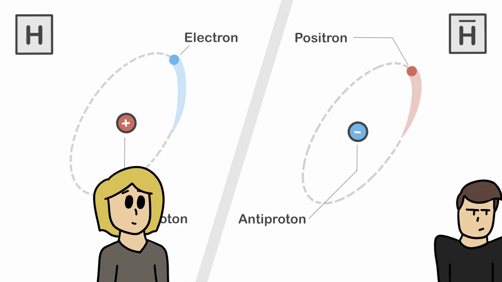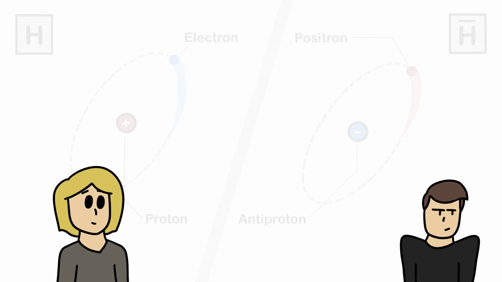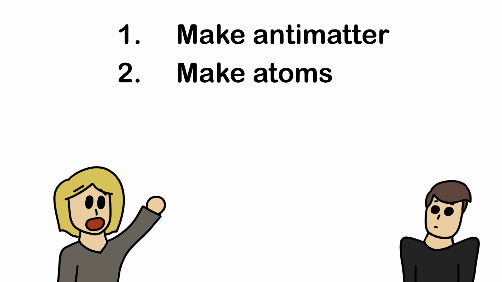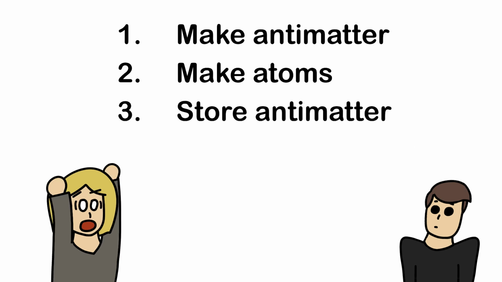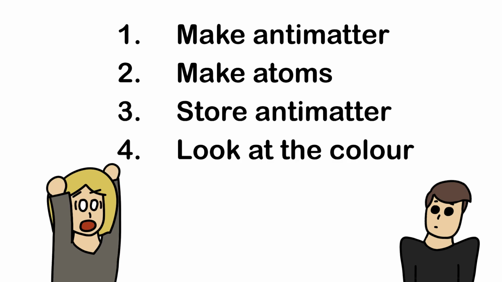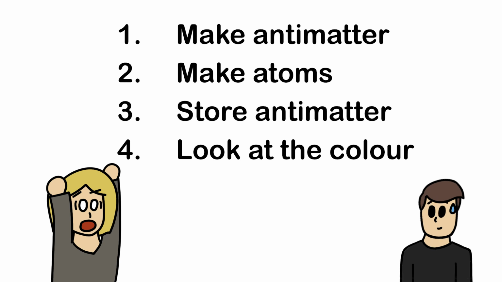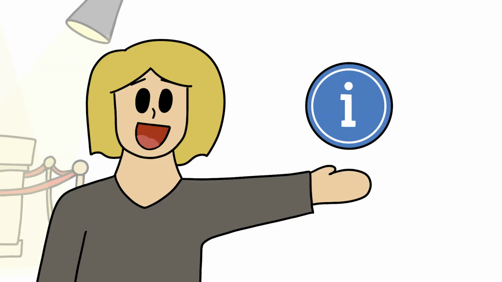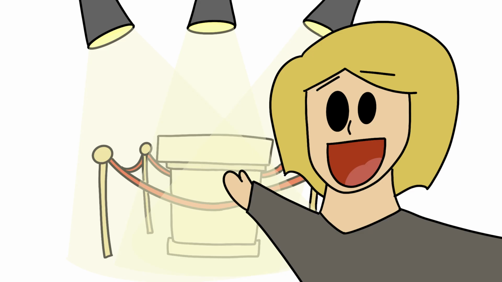Looking at the color of something might sound trivial, but remember, making antimatter is hard, and making antiatoms is even harder. And if you finally have made antiatoms, how do you store them long enough to look at the color? Everything we make is made out of normal matter, so you can't touch it with anything. So although we know some things about antimatter, there's also a lot we don't know yet.